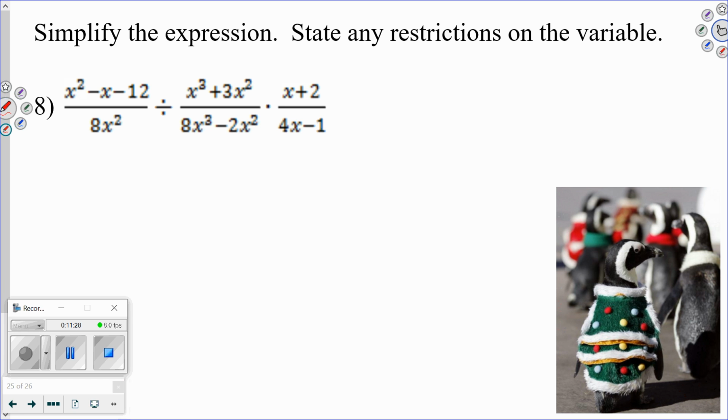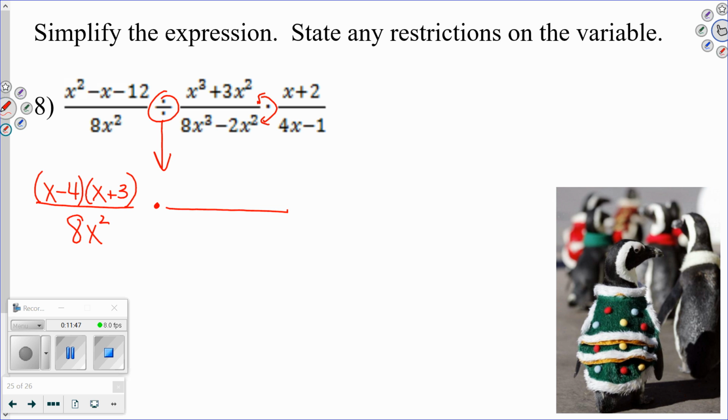All right, let's see how we did, guys. Wherever your division is changes to multiply, the fraction right after your division sign is the one that's going to flip. So for the first one, when we factor, we're going to have x minus 4 and x plus 3. The bottom is 8x squared. Flipping this one, I can take an x squared out, so I'd have x plus 3. The bottom, which is now the top, take out a 2x squared, so 4x minus 1. And then neither of these will factor.